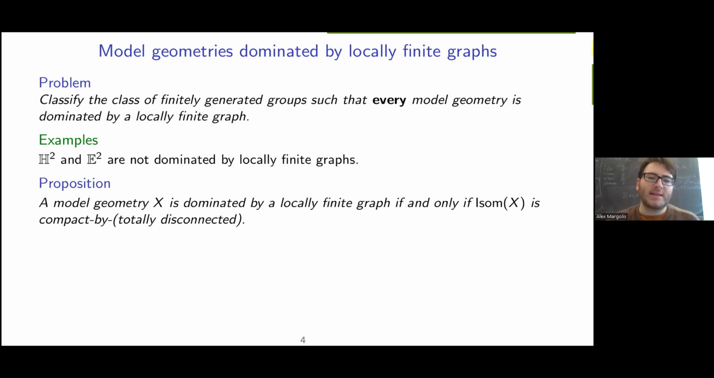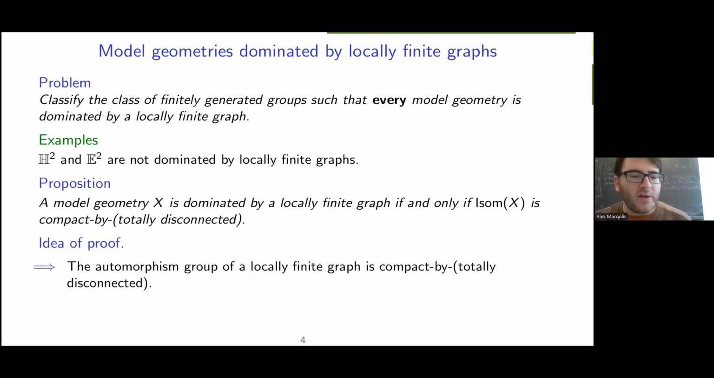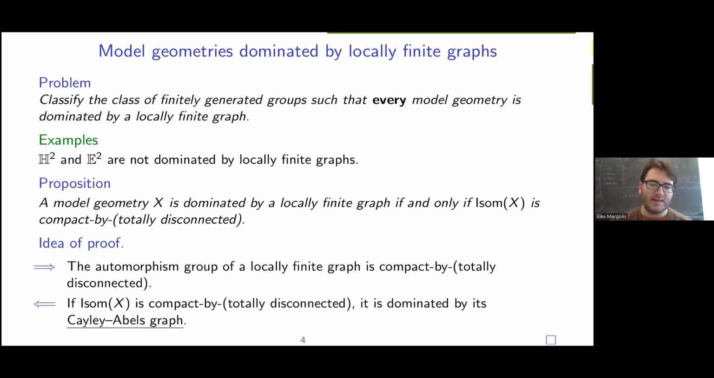So a model geometry X is dominated by a locally finite graph precisely if its isometry group is compact by totally disconnected. Okay, so we use the topology of the isometry group to say when X is dominated by a locally finite graph. And one direction is fairly straightforward. The automorphism group of a locally finite graph is compact by totally disconnected, and that implies the forward direction. And the reverse direction is a little bit harder, but still not too bad.